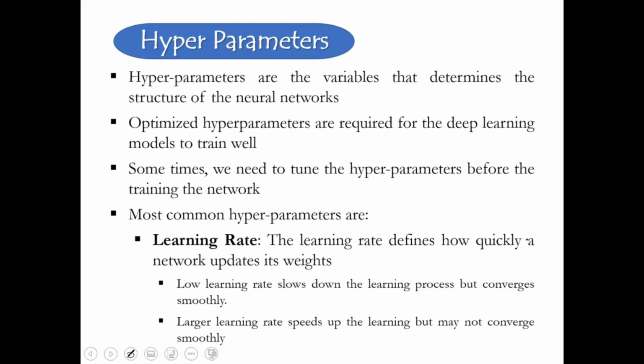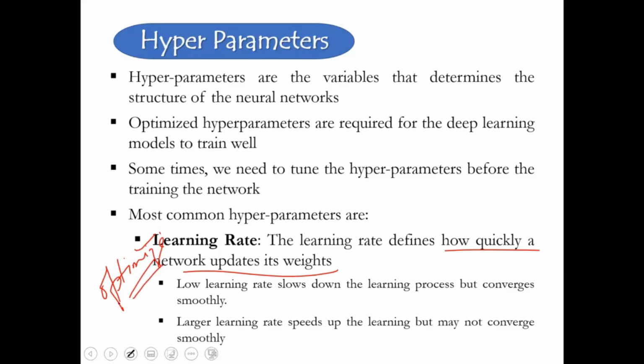The first one is the learning rate. The learning rate in layman's language defines how quickly the network updates its weights, or the network parameters or the kernel values, right? So how quickly it updates the network weights. This is mainly determined by the optimization function we are using, generally, but we can manually define the learning rate on our own.